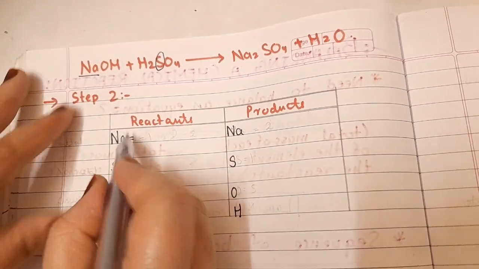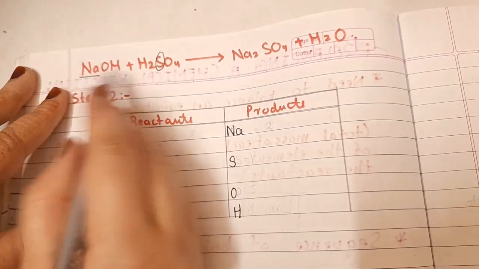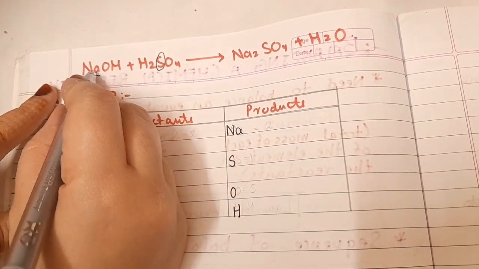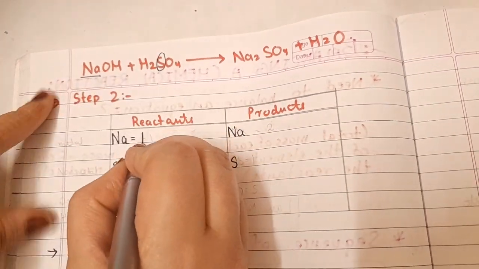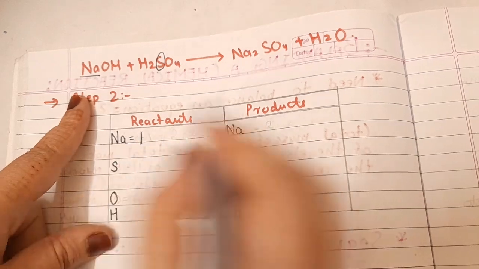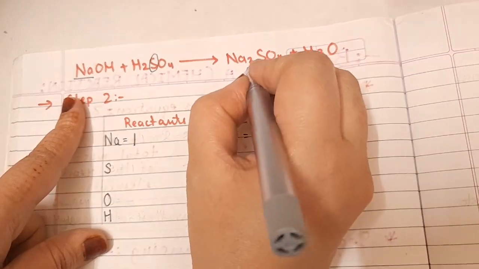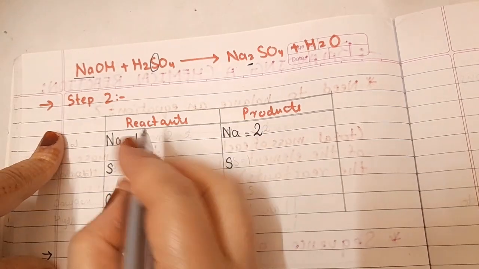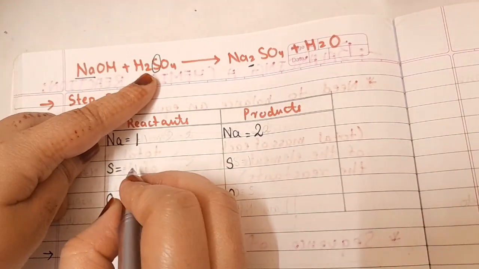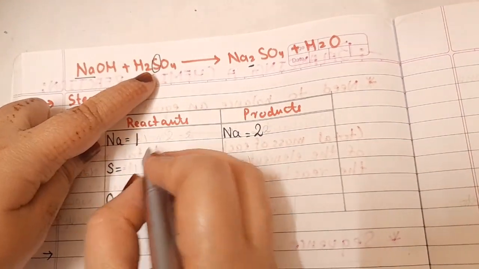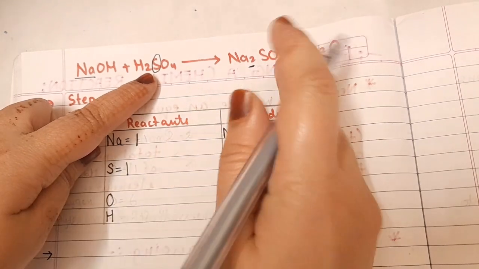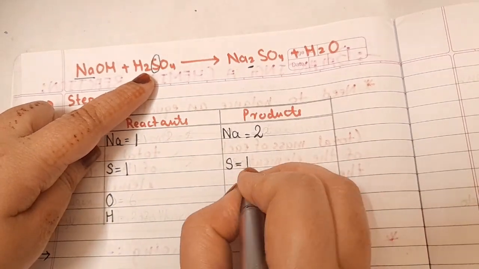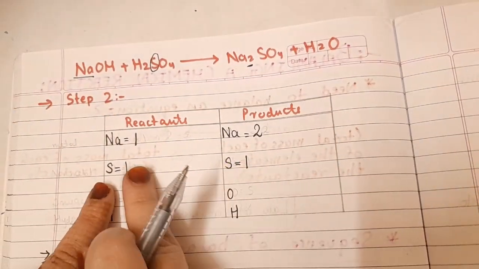Now we count the number of elements of sodium. Here sodium is 1. On the reactant side we have 1 sodium element and on the product side we have 2 sodium elements. So this is unbalanced. Now sulfur, just look for the sulfur. Yes, on the reactant side we have 1 sulfur element and on the product side we also have 1 sulfur element. That means sulfur is balanced.